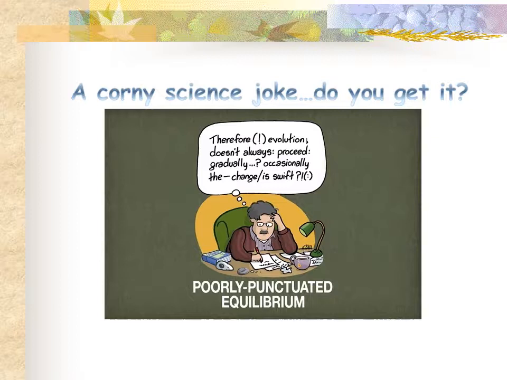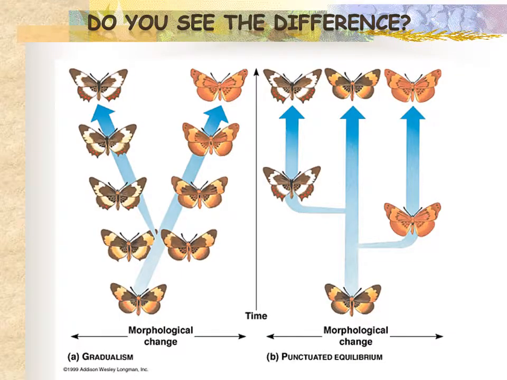Here's a corny science joke for you. Poorly punctuated equilibrium. Here again is another diagram that shows the difference between the two. We've got gradualism over here, punctuated equilibrium over here. See if you can pick out the differences between these two processes.